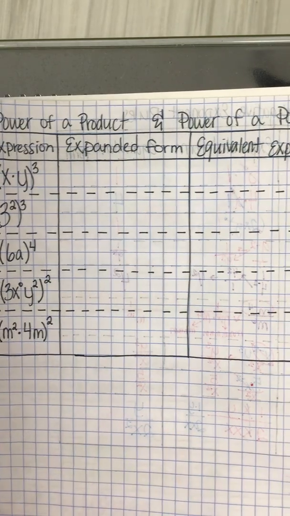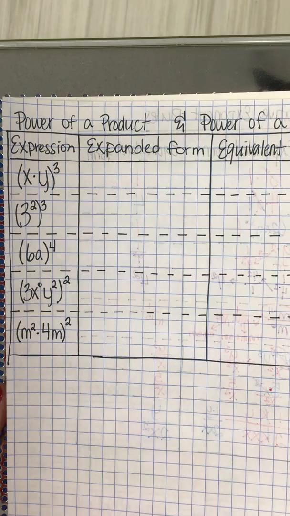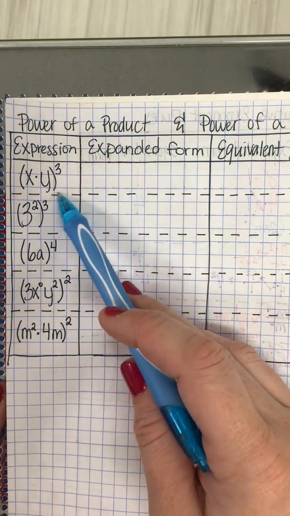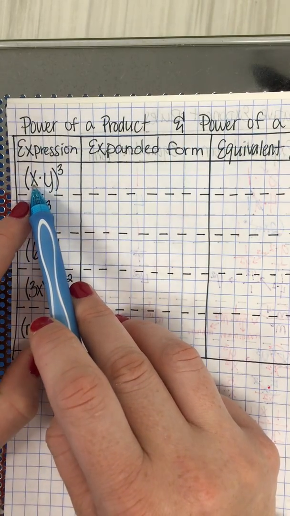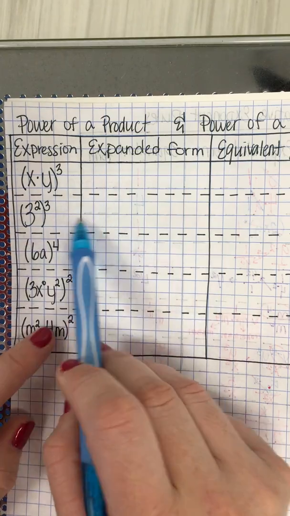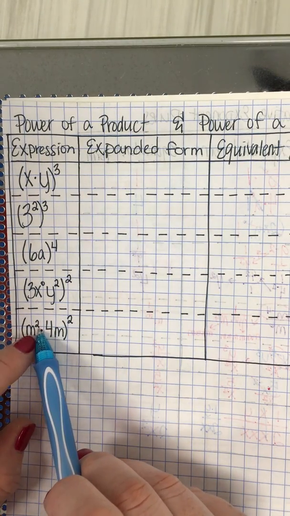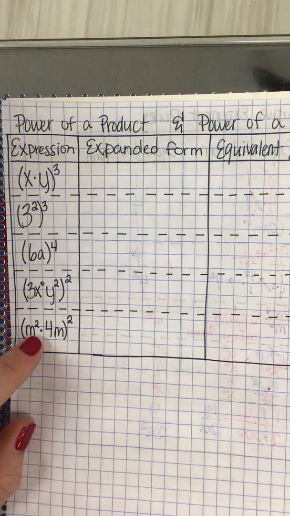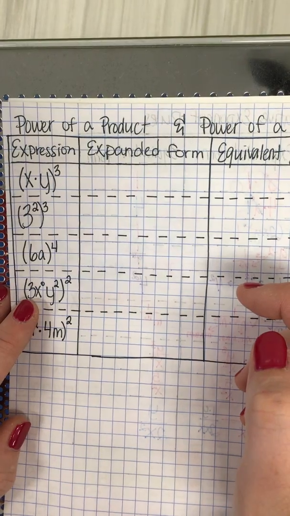Okay, power of a product and power of a power. So these are our expressions. Notice it's power of a product, so it's taking two things that are multiplying and raising them to a power. And then we have power of a power. So notice this power is raised to another power. We did some simpler ones in our foldable that you could go back and look at if you wanted to.